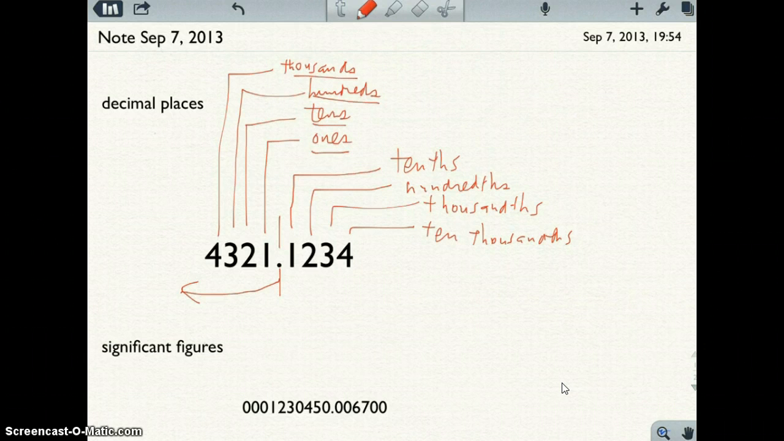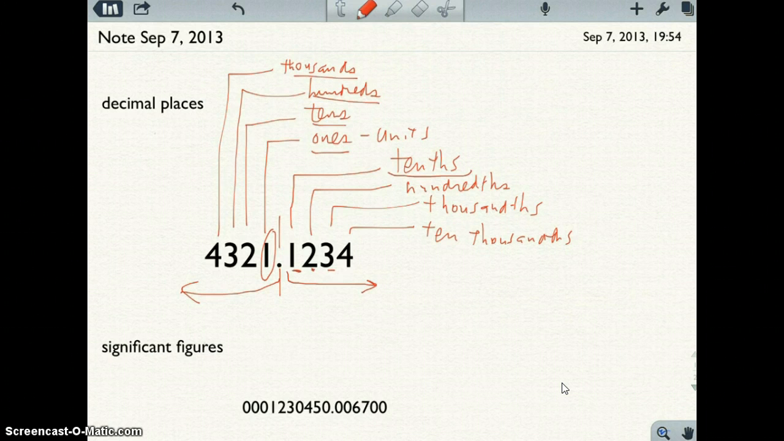Okay. On the right side of the decimal point, it's a little bit more challenging because it does not start with the ones, it starts with the tenths. So the first one is already tenths, and the second one is the hundredths, and the third one is the thousandths. Remember, there's only one units place, and that is right here to the left of the decimal point.